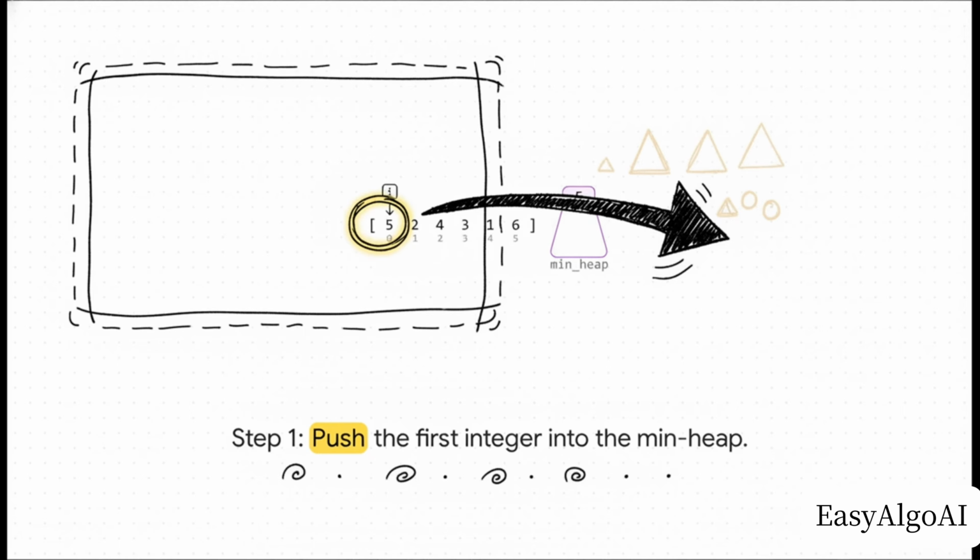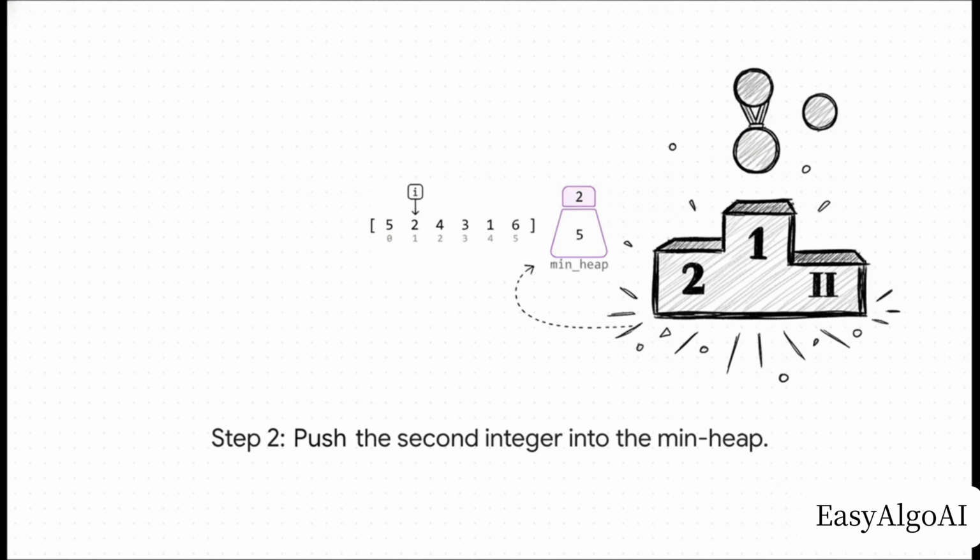We're going to build this up pretty rapidly. First, we look at the very first element in our array, which is a 5. We just take that number and push it right into our Min Heap data structure. Next up, we move to the second integer in our array, a 2. We quickly add this 2 to our heap as well. You can kind of think of our heap as the top k medalist spots on a podium, right? And right now, we're just starting to fill those empty spots up.